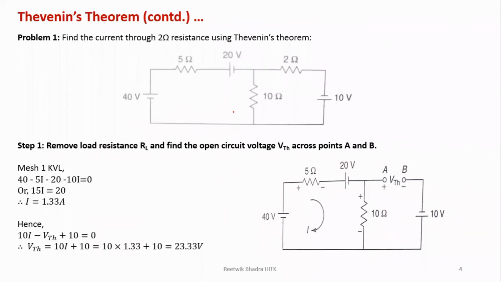So we are taking a circuit as shown here, and I am told in the question to find the current through the 2 ohm resistance. So this is basically my RL. I'll mark 2 points here, A and B. My first work is to identify my RL, which is 2 ohm.